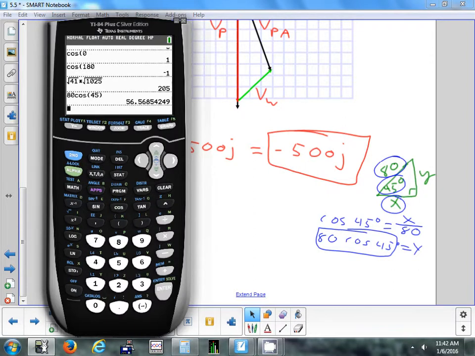So if the pilot does nothing to correct that wind, he's going to be blown off course 56 miles to the east every hour. Okay, so every hour he's going to be 56 more miles off course. So 56.57.